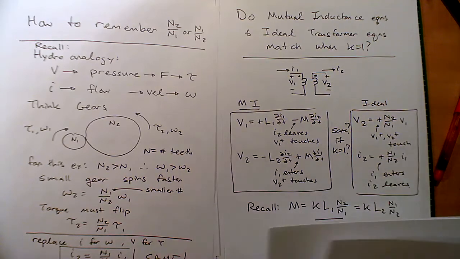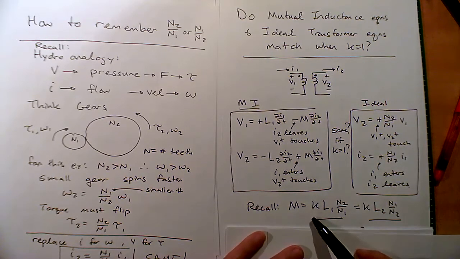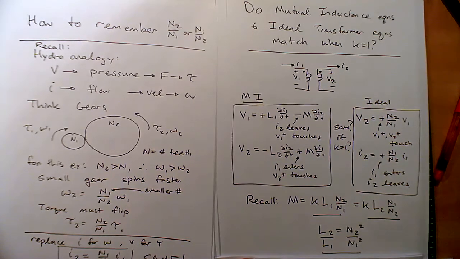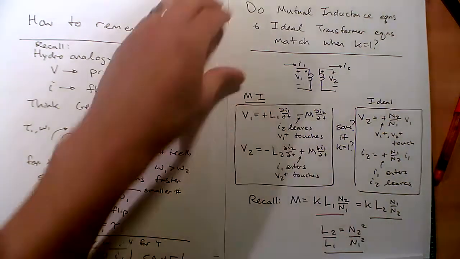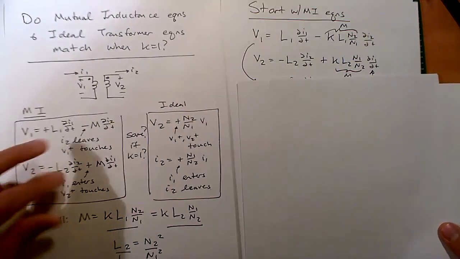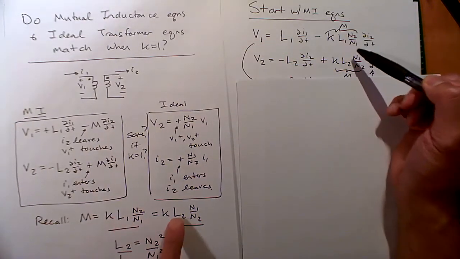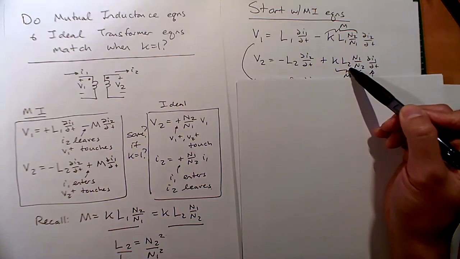And so recall the mutual inductance, this M from the last lecture, is K L1 N2 over N1 or K L2 N1 over N2. And we showed ourselves that that was true. And we also remember that dividing the inductances is the same as dividing the square of the turns ratio. That's from the previous lecture. Well, what we could do is go here and start with this equation, and notice I substitute the L1 version for M here and the L2 version for M over there.